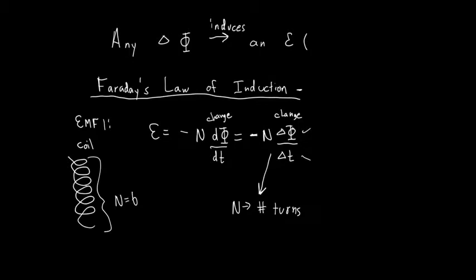Now the one thing that looks a little odd in this equation is this negative sign. And this comes from something called Lenz's law. It means that the negative sign indicates the EMF creates a current I that's going to resist any change.